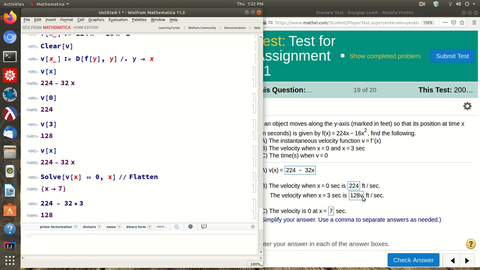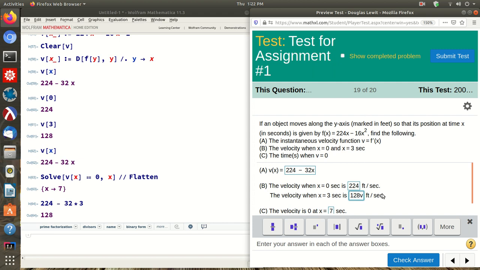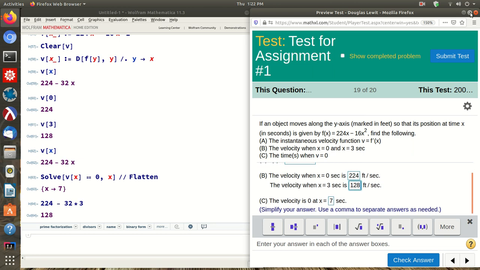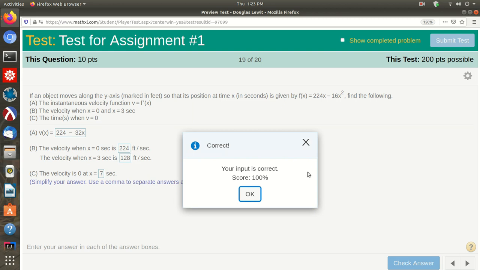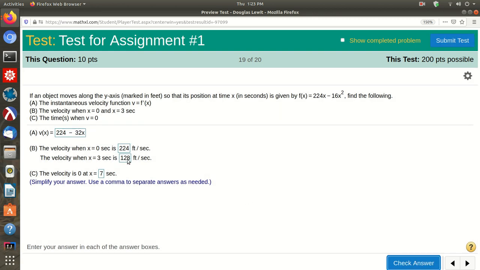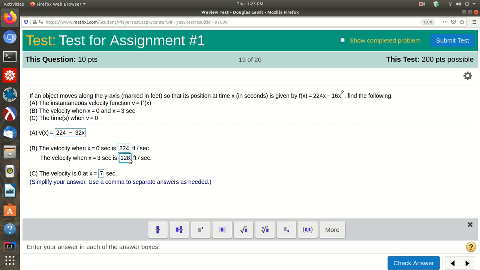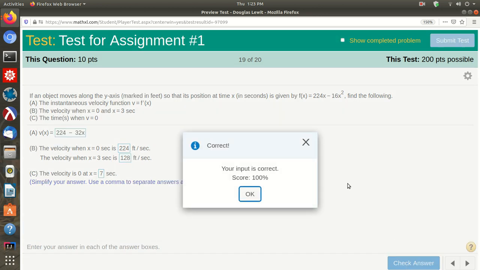Oh, no wonder, this is a typo. Sorry, it's just a typo. So I put down 128 V. That was just a mistake. Okay, sorry about that. Okay, so your input is correct, score 100%. The reason it gave me 75% before was because I typed in an extra character in this box. I put in V, and it's just 128, so that should be fine. So your input is correct, score 100%.